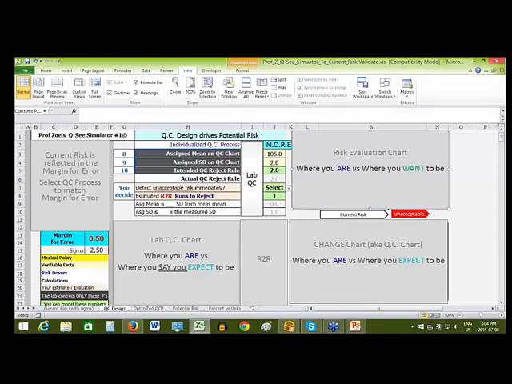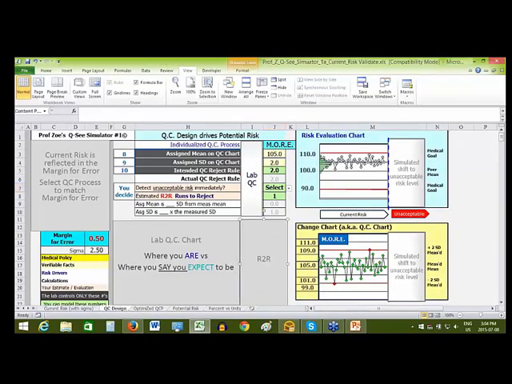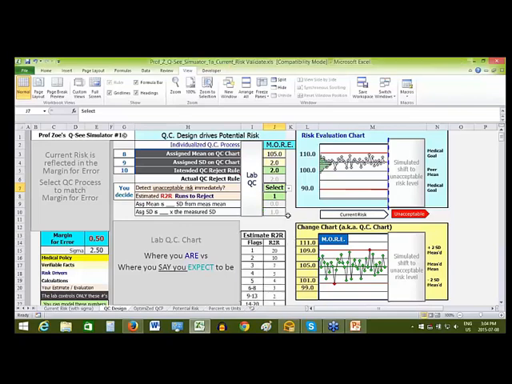So let's come back over here. This is our risk evaluation chart. This is the change chart. This is the tab we're going to use to decide how many runs to reject.